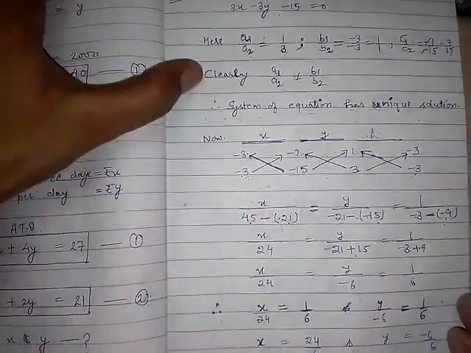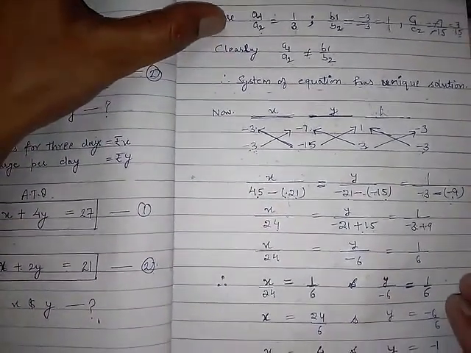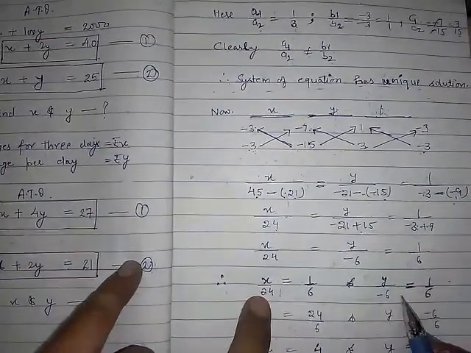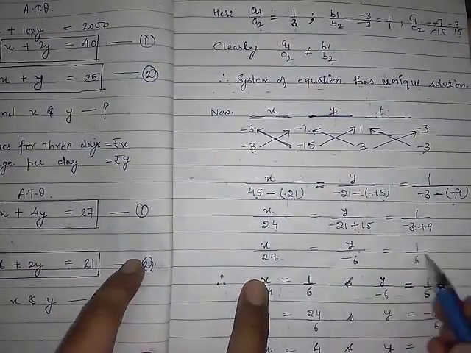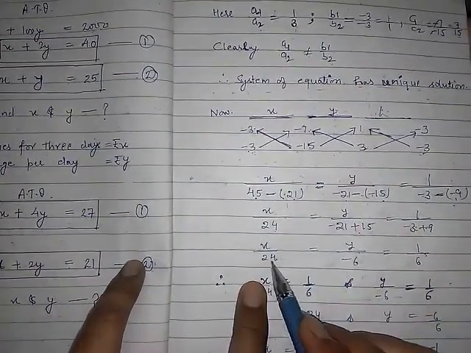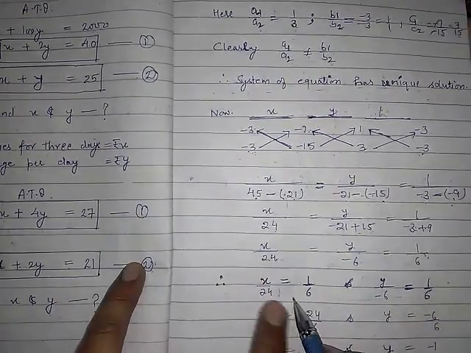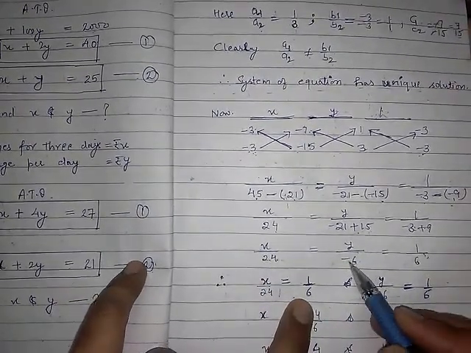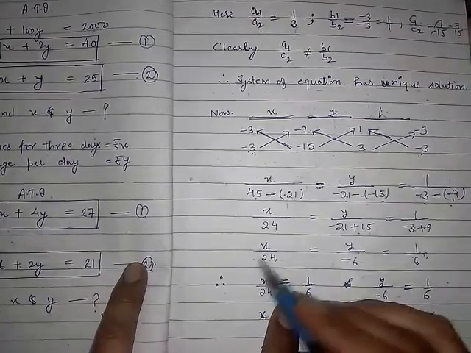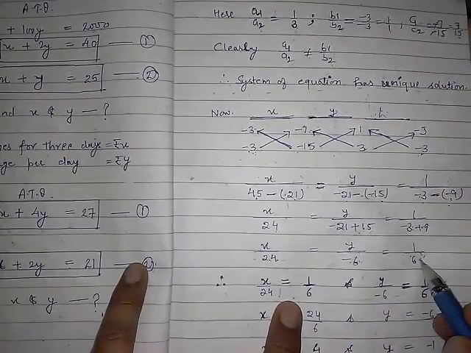Now you can see all the three ratios are equal, right? So what is the meaning of this step? It means this equal to this equal to this. It is your choice. You put this equal to this, as we have written, or you can also write this equal to this. First is equal to third, second is equal to third.